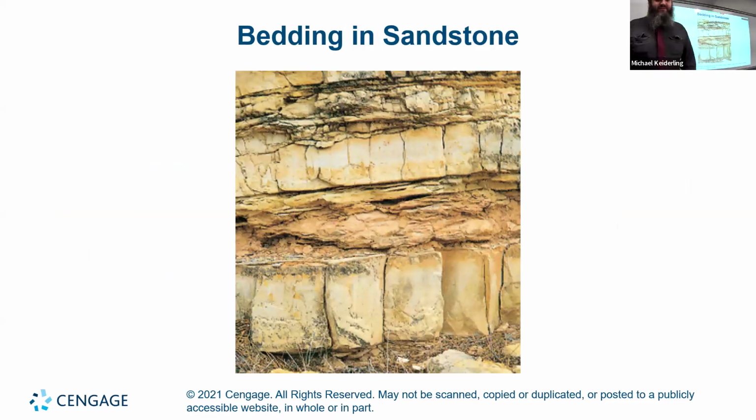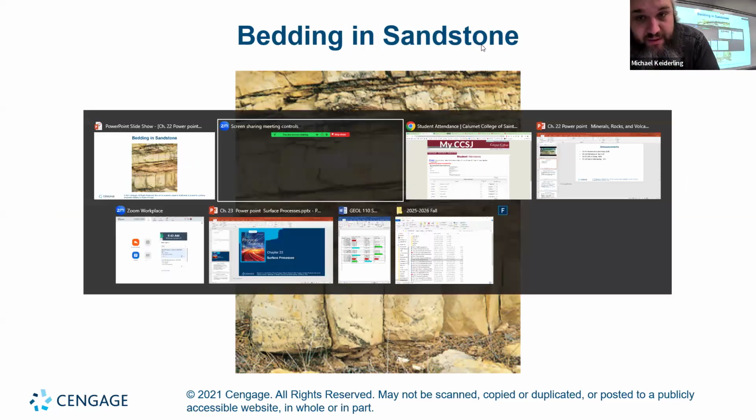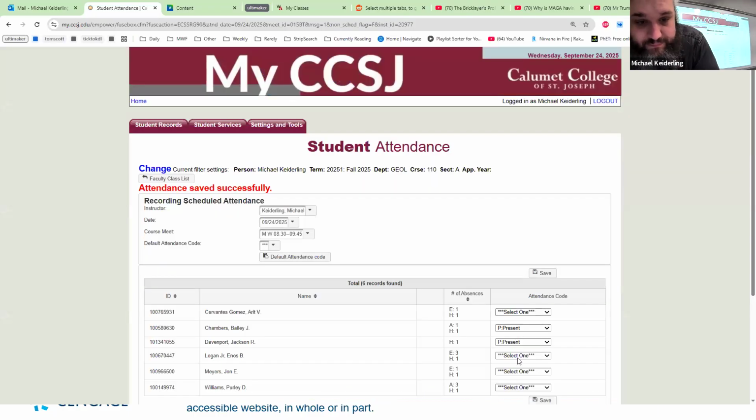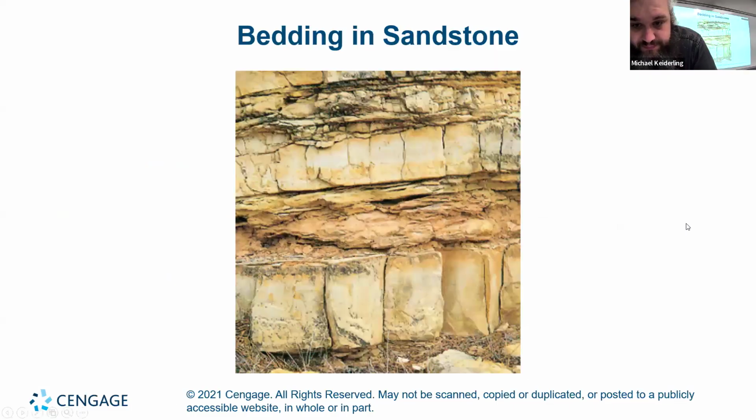So here are some indications of bedding. You can see the layers here. We have thick layers and thin layers. And it's fairly obvious what's going on.